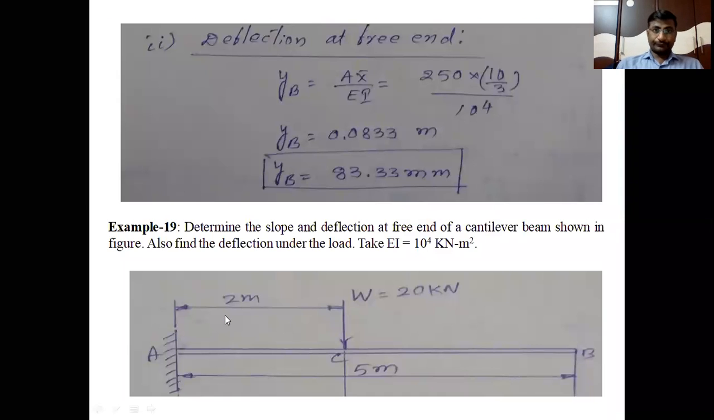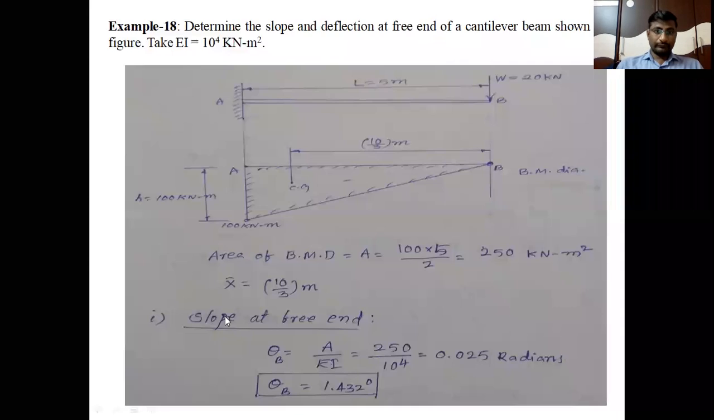For slope at free end, how to find the slope at free end? The formula is theta b, the change in slope between a and b. What is the slope at a? 0. Slope at b is theta b. So theta b minus theta a, that is theta b minus 0, theta b itself. So the change in slope formula is area by EI. So theta b equals area by EI.